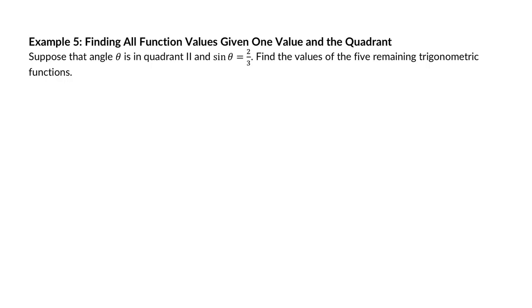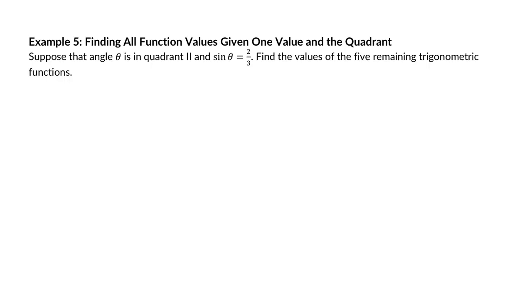Last class when we did this, I gave you a coordinate point. That coordinate point allowed us to put it on a graph so we could find the x, the y, and the r that make the triangle and help us write all of our trig functions. This time I don't give you a coordinate point. Instead, we have this information.